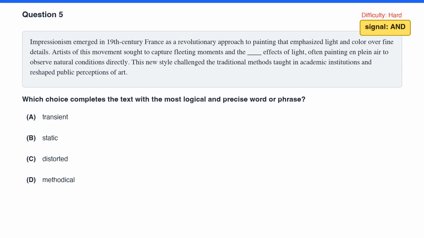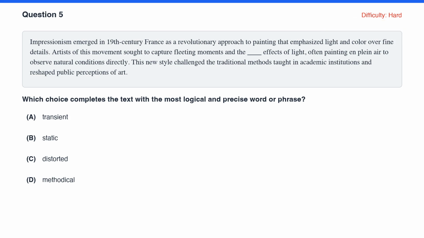The signal is the word and. Continuation, fleeting moments and the blank effects of light. Those two phrases point in the same direction, so the blank has to mean roughly the same thing as fleeting. Step 3, predict in plain English. Fleeting means brief, passing, short-lived. Predict short-lived.